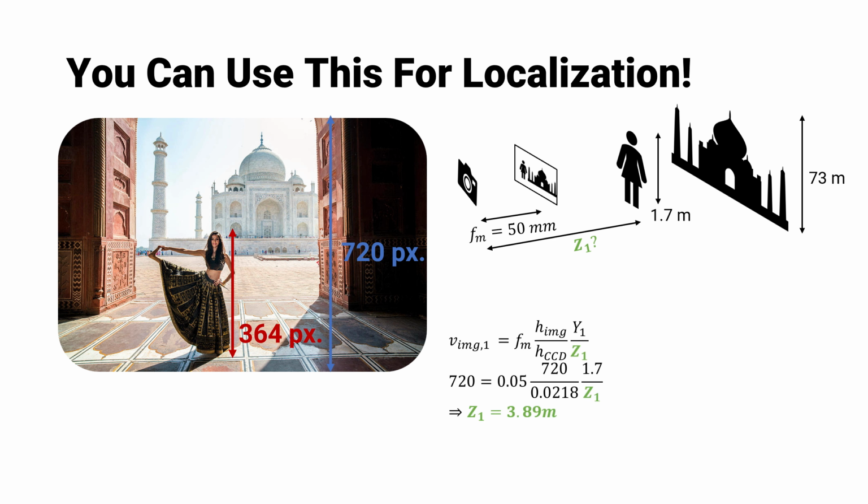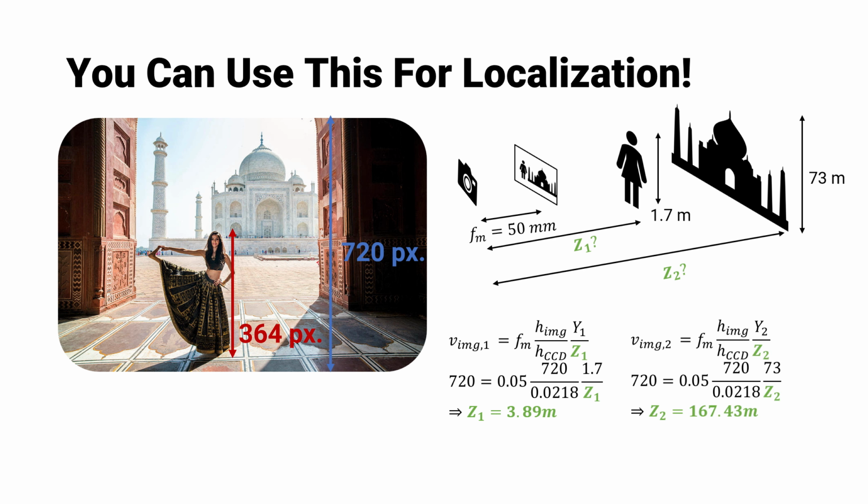Same as before, knowing all these values from before, the sensor size and everything, we plug it in. We know that the person was about 3.89 meters away. So how far was the camera from the Taj Mahal? Because I want to pinpoint this location on Google Maps. The answer is, if you do the same math, 167.43 meters.